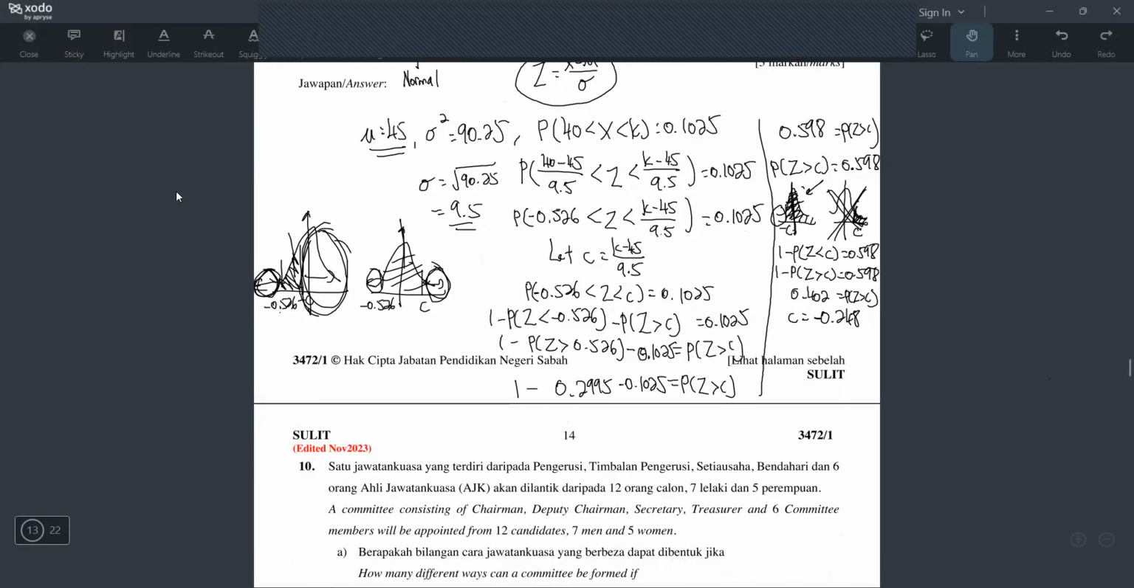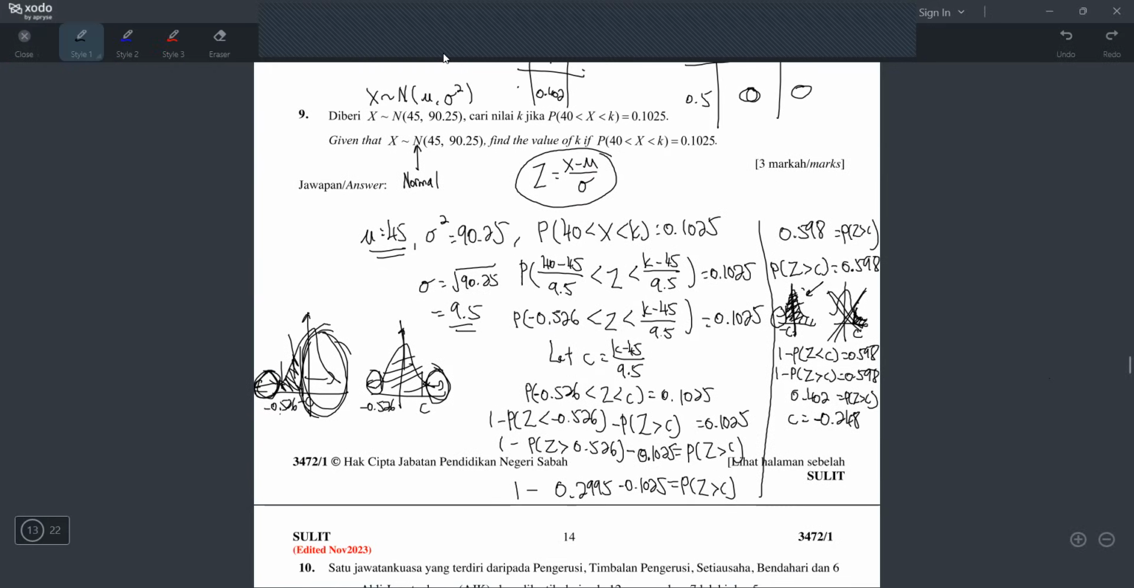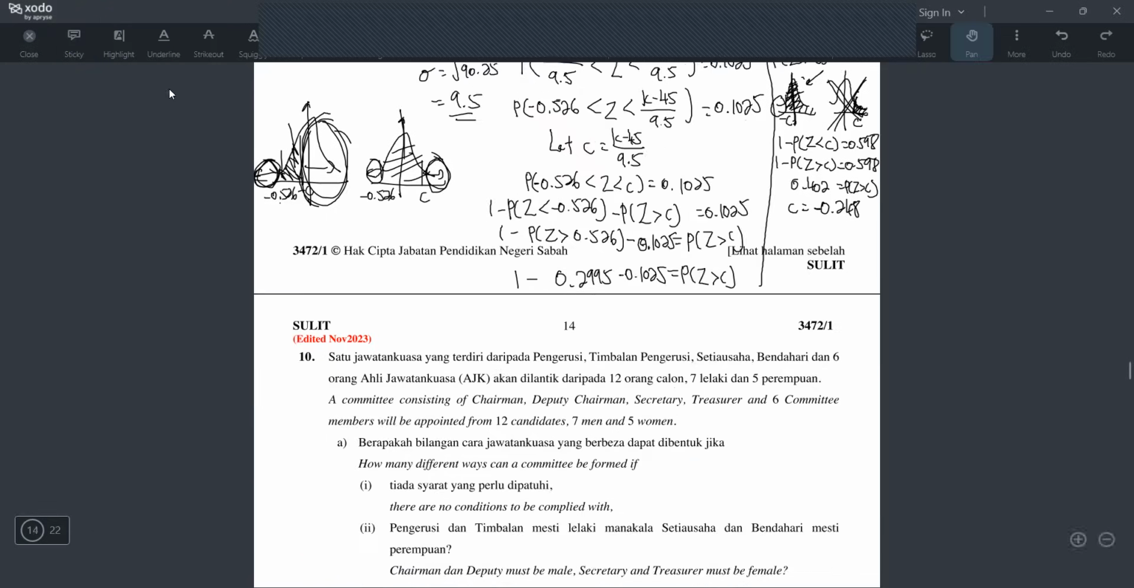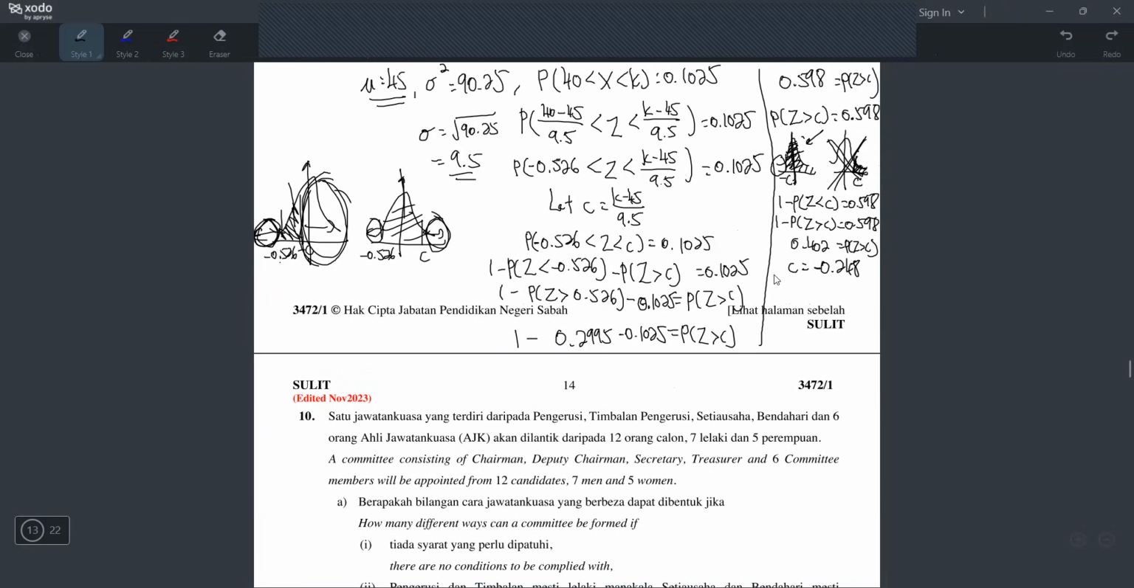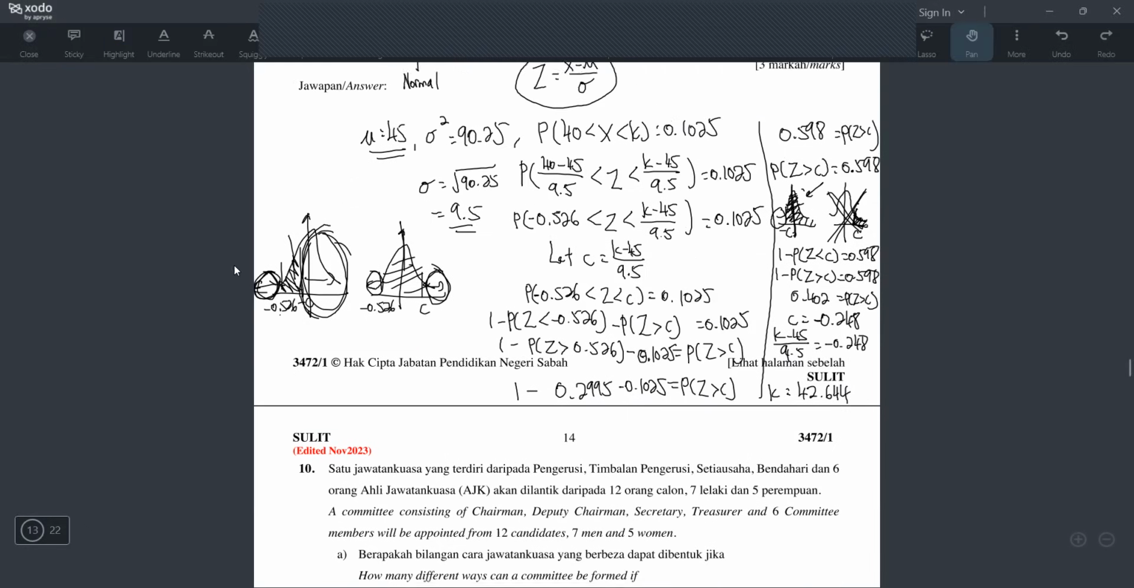And don't forget, you have to find K. Remember, they're asking you to find K, right? Find value of K. So your C just now, do you remember you let C equals to K minus 45 divided by 9.5. So how to get your K? It means you have to write K minus 45 over 9.5 equals to negative 0.248. So to get your K, you have to press negative 0.248 times 9.5 equal and then plus 45. So your final answer should be 42.644. So this is how you do it. Okay, finally, this is the final answer.